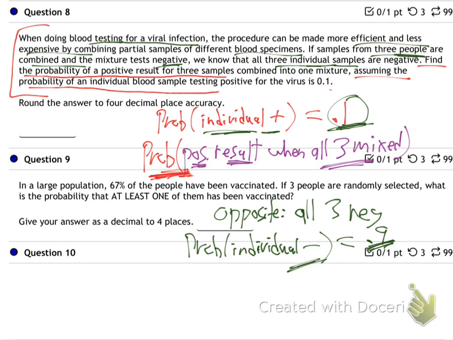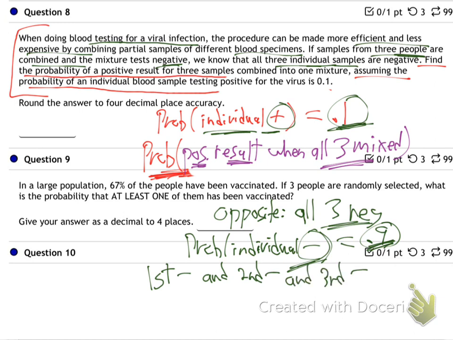If there's a 10% chance of rain tomorrow, there's a 90% chance it won't rain. Right? This 0.1 is the same as 10%, isn't it? If there's a 0.1 chance of positive, then there's a 0.9 chance of negative. Okay, so what? Well, I want all three negative. All three means and. So the first negative, and the second negative, and the third negative. What's the chance that all three are negative? 0.9 times 0.9 times 0.9, which is 0.729.